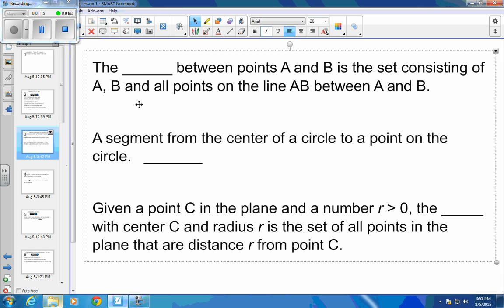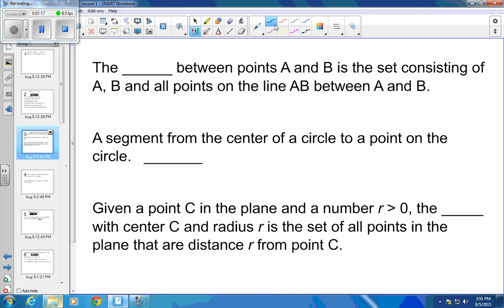Okay, assuming that you spent 10 minutes doing that activity, let's go through what the vocabulary words were. The blank between points A and B is the set consisting of A, B, and all points on the line AB between A and B. So if you've got a point A and point B and you want everything between them, you are talking about the segment.